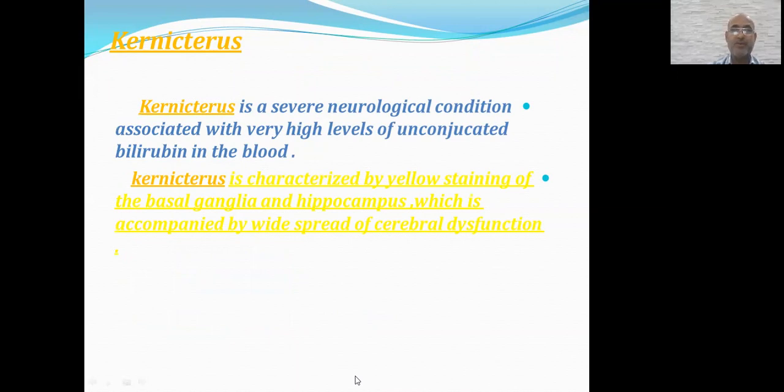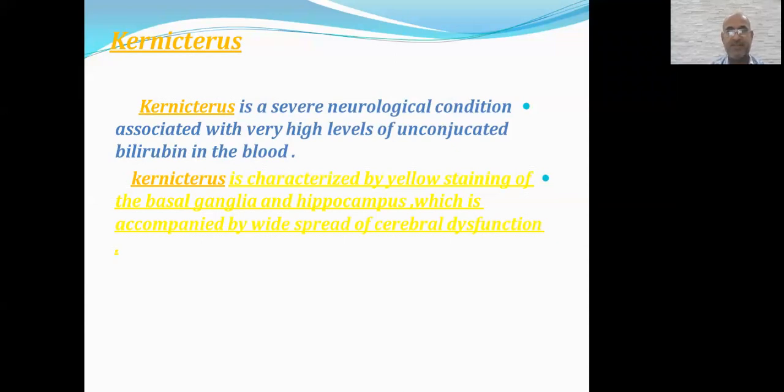As we say, the most serious net result of the complication of bilirubin is kernicterus. What do we mean by kernicterus? It is a severe neurological condition with a very high level of unconjugated bilirubin in the blood. Not conjugated, keep in mind, unconjugated bilirubin in the blood.